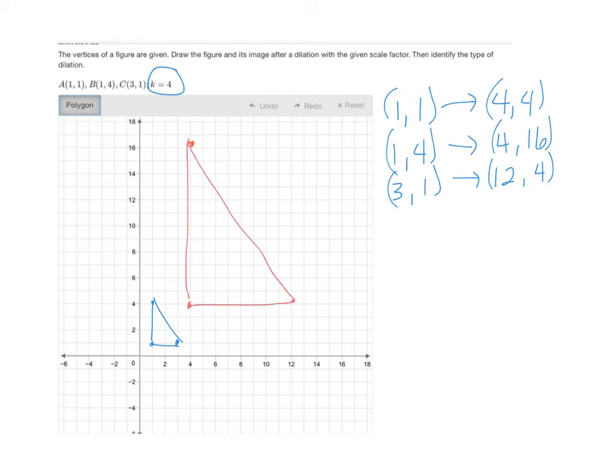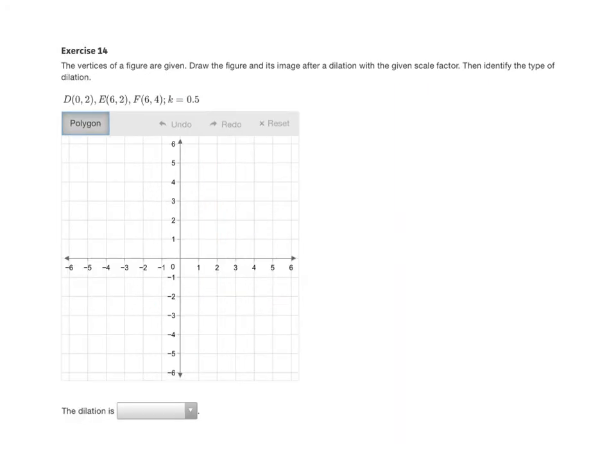And so from the blue to the red, this would be an enlargement. And it's an enlargement of 4. So if this is 2, 2 times 4 would make that 8. Alright, once again I'm going to plot this.